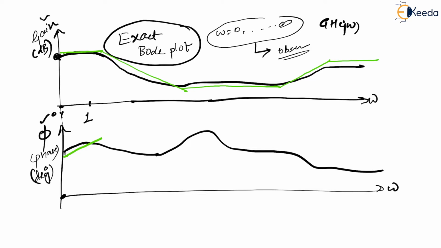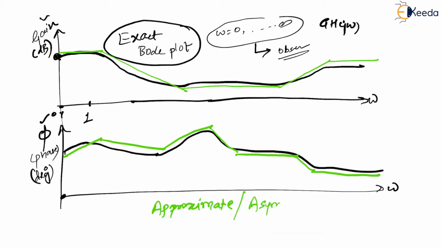Similarly here also, I may have this slope this way, this slope this way, this straight line, and this slope. So this particular graph which I am showing you is called an approximate Bode plot, or we also call it an asymptotic Bode plot, right?